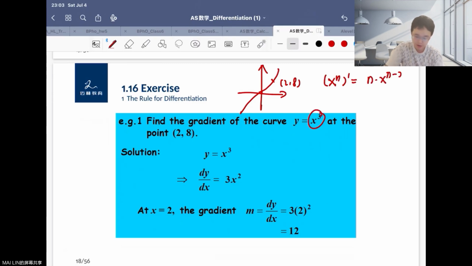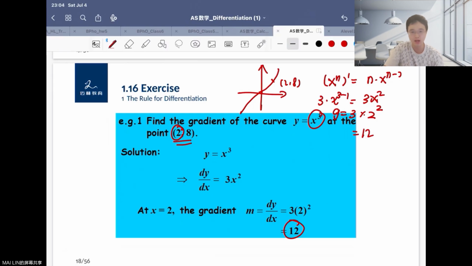So here, the gradient can be considered as 3 times x to the power of 3 minus 1, that is 3 times x squared. That is exactly the gradient value. If you put x equals 2, you find the gradient equals 3 times 2 squared, so the value is 12. So at the point (2, 8), the gradient equals exactly 12, and that is how we can understand this problem.